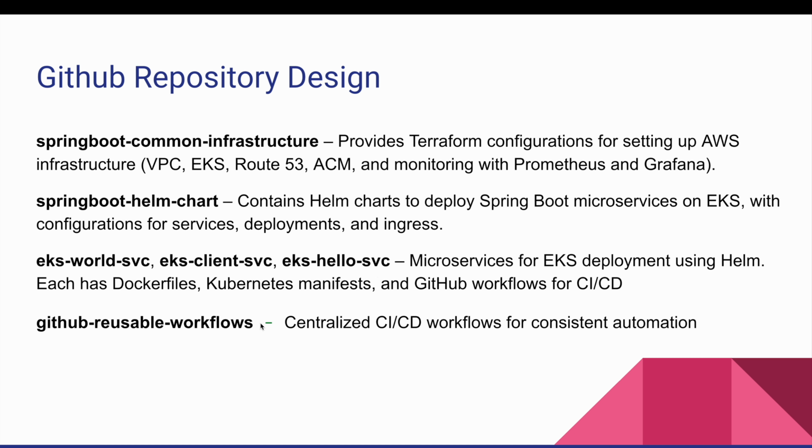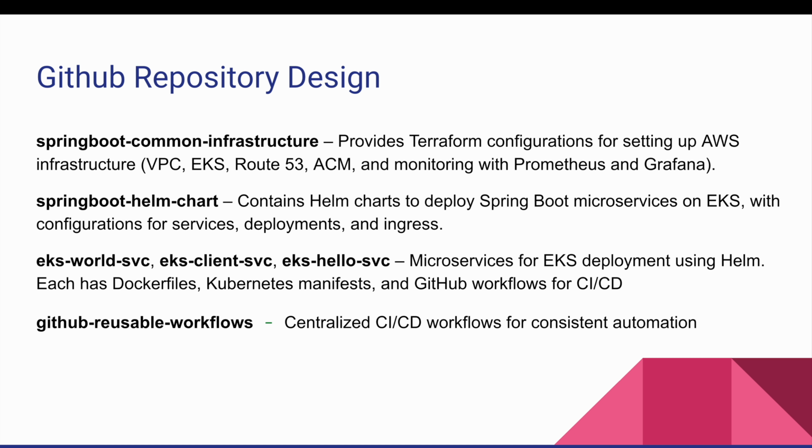Now, the most important part, the reusable GitHub workflows. Why do we really need them? This is very powerful. In this example, we just have three microservices, but in real-world scenarios, you could have 20, 50, 100, or even more. And the CI/CD process, like building Docker images, pushing to ECR, deploying to EKS, all the steps will be identical across all microservices.